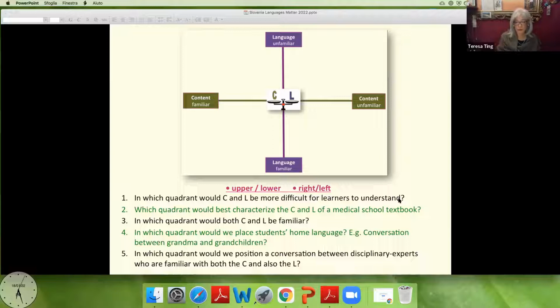Then, question number 2. Which quadrant would best characterize the content and language of a medical school textbook? Question number 3. In which quadrant would both C and L be familiar? Number 4, in which quadrant will we place students' home language? For example, conversation between grandma and grandchildren.